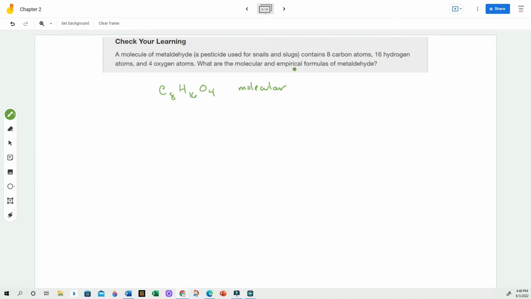Now, to determine the empirical formula, what we want to know is between 8, 16, and 4, is there something we can divide it by to reduce this ratio? Well, yes, we can divide each of these numbers by 4, and that will give us the empirical formula. So if I'm dividing by 4, 8 divided by 4 is 2. 16 divided by 4 is 4. And 4 divided by 4 is 1, which we just leave blank. We leave it alone. This is the empirical formula. And it is the lowest ratio.